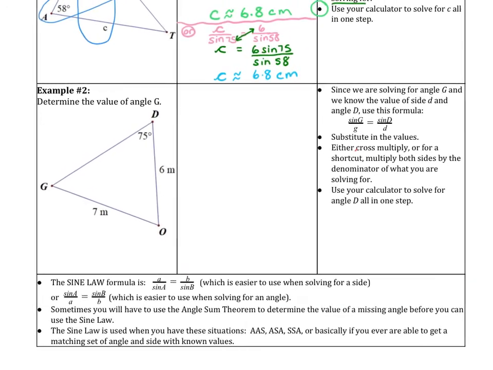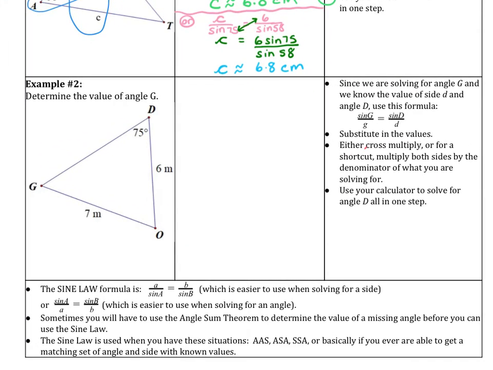Now, to solve for an angle. First thing you want to do is to make sure that you have a matching set. Right here is your matching set. And we are solving for angle G. So if we're solving for angle G, we want to make sure we have side G, which we do. So we have our two ovals, one with what we're solving for and its opposite piece of information, and one matching set. That's how you know that you're able to use the sine law.